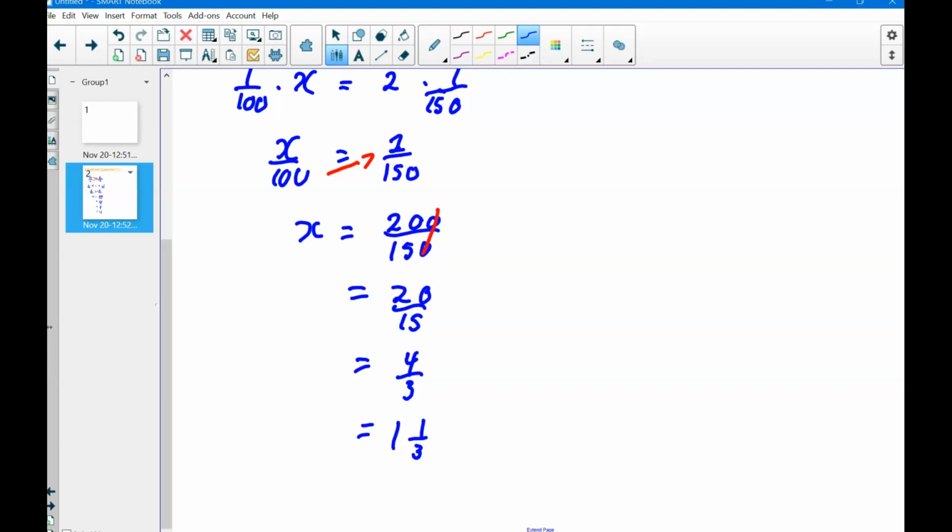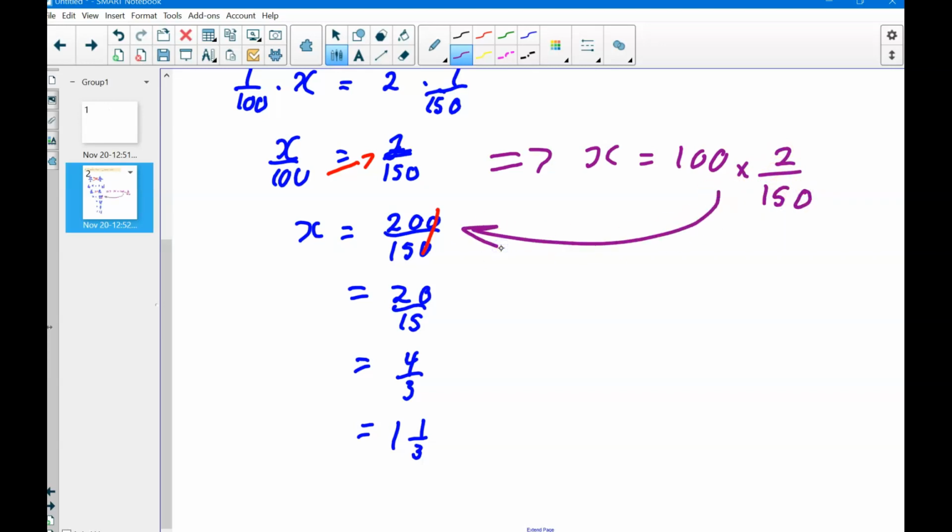This is a 2. So basically it looks like this. And that's where that comes from. I kind of skipped a little step there. Make sense now? Nice.